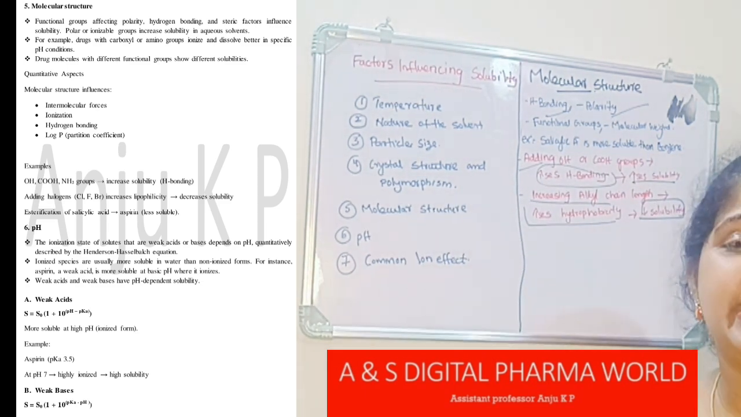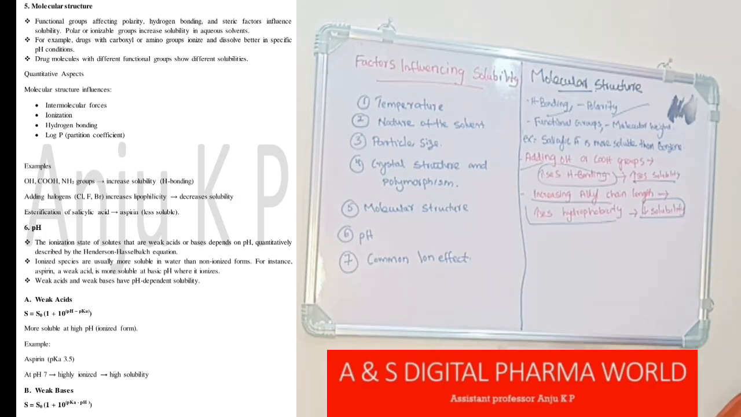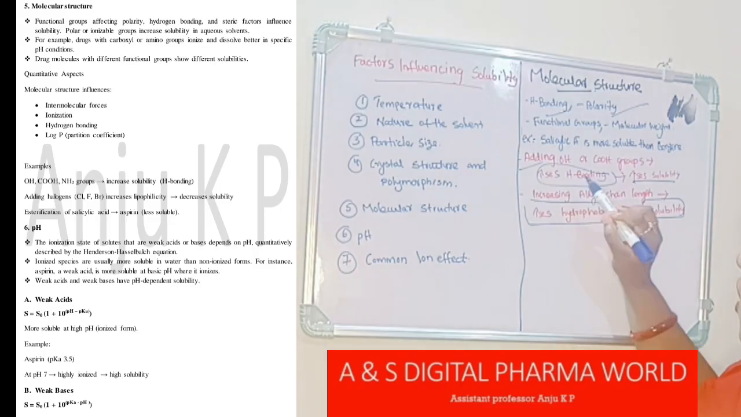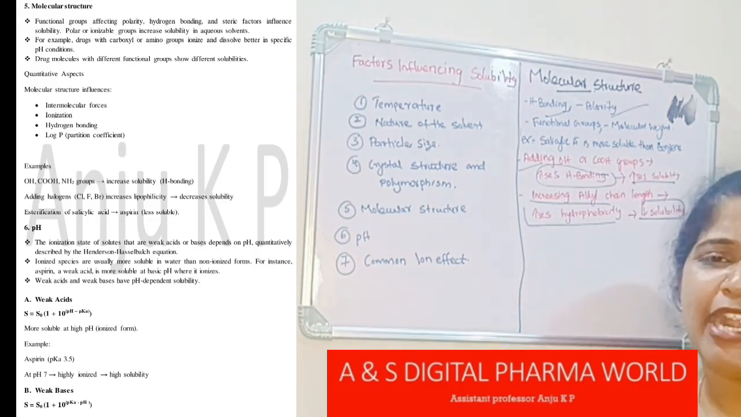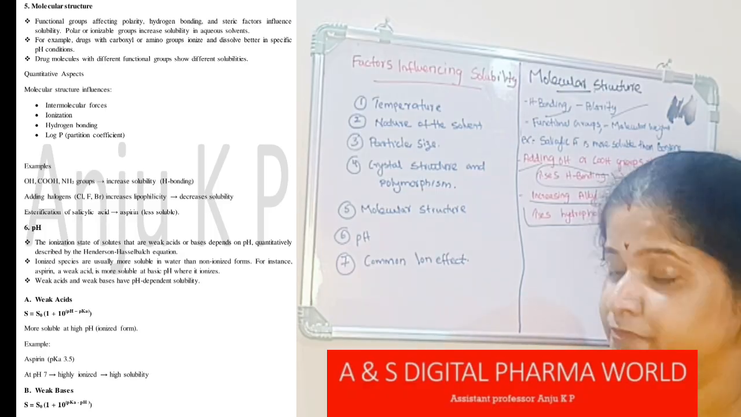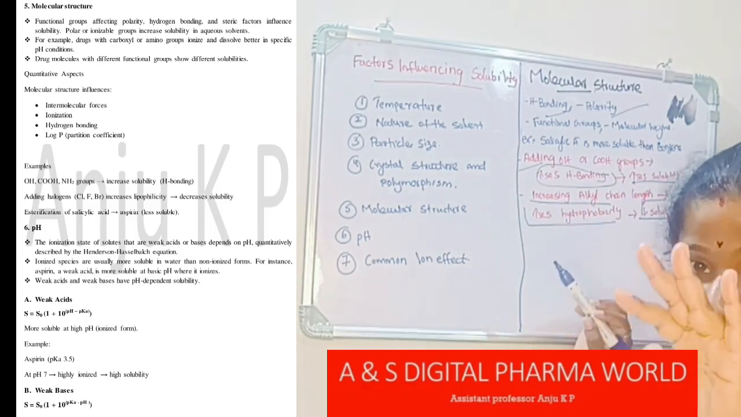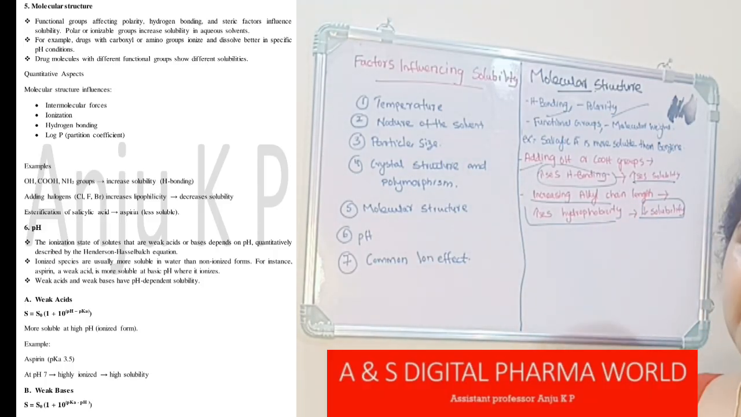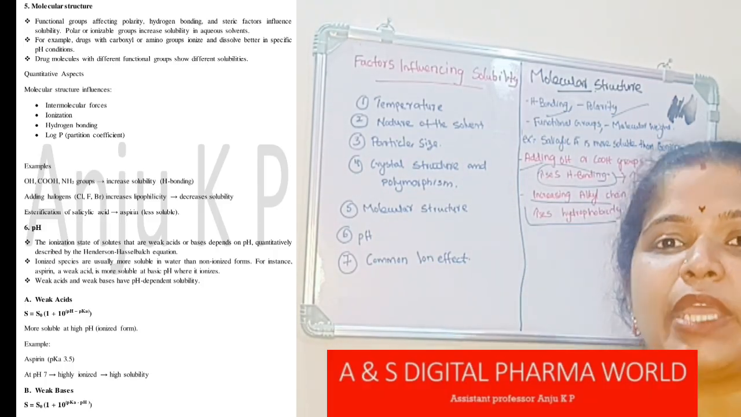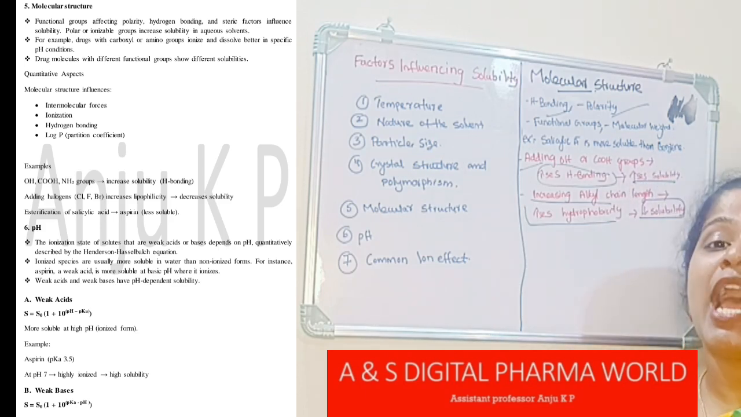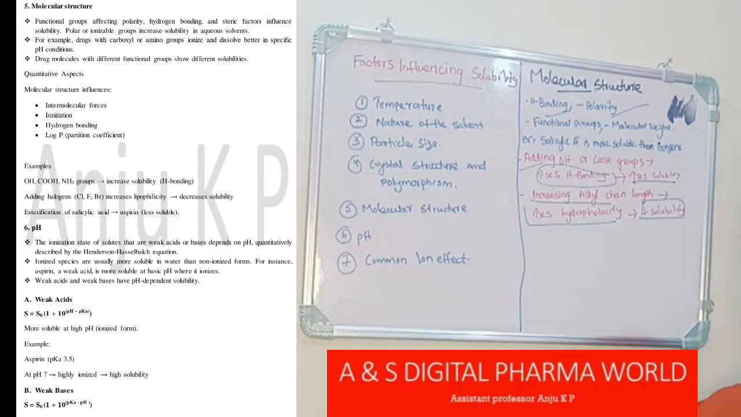Why? Because the additional hydroxyl means hydrogen bonding is there. That is, addition of a hydroxyl or carboxyl group increases the hydrogen bonding. If the hydrogen bonding is more, the solubility will increase. Next case, increasing the alkyl chain length. If we increase the alkyl chain length, it gradually leads to increasing hydrophobicity. If the hydrophobicity is increasing, the solubility will gradually decrease.